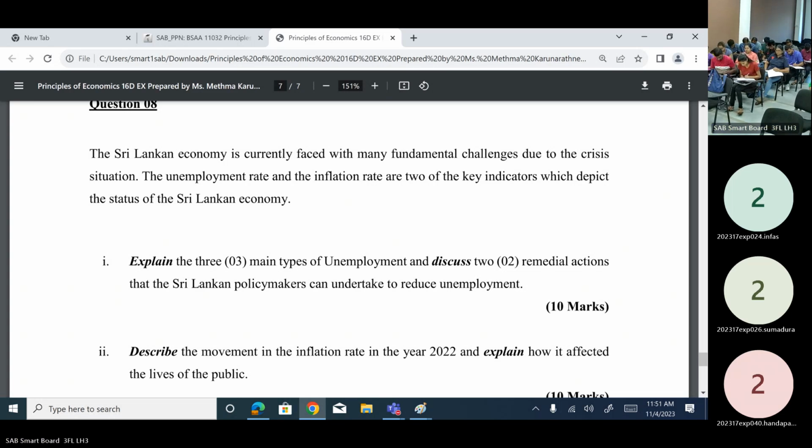Third one. Provide the legal and institutional frameworks to strengthen labor laws of the labor market.